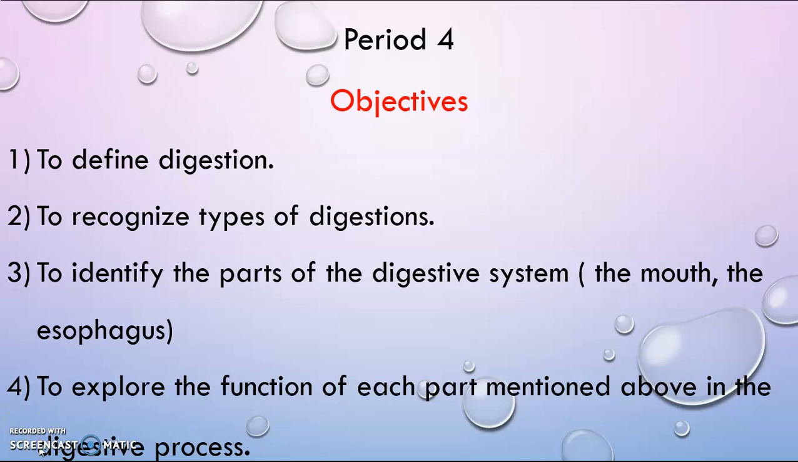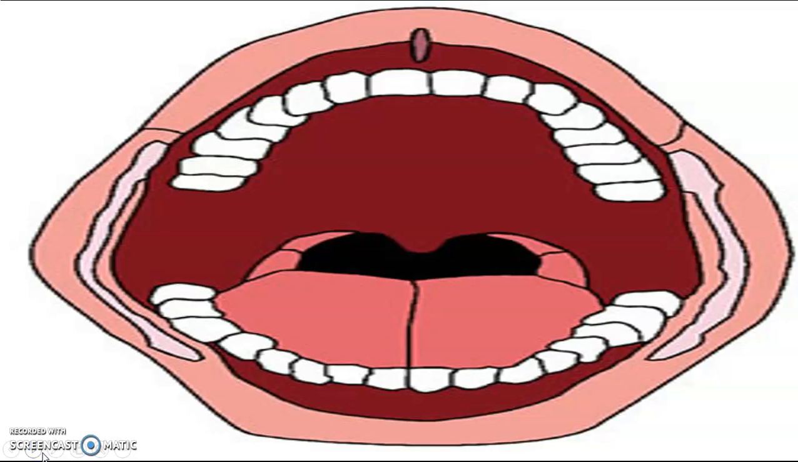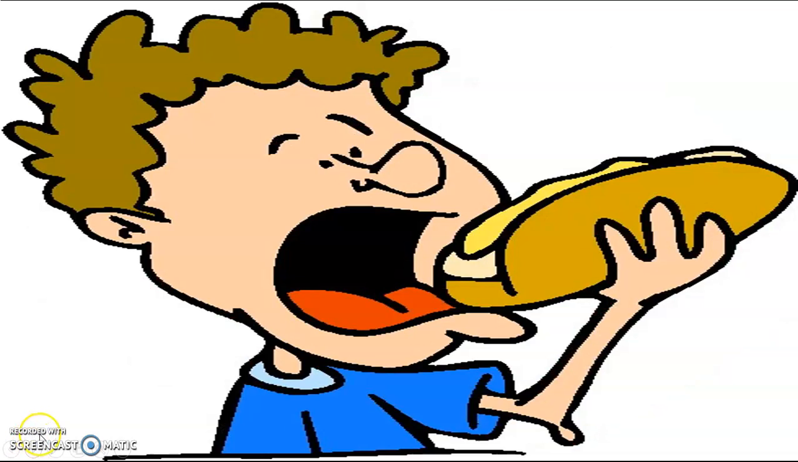To learn the types of digestion, first of all, mechanical digestion or physical digestion. This means, when you remember the activity, when we took the toast and we tore it by our hand, we call it mechanical digestion, to break down or to cut things from big sizes and make them smaller sizes. This type starts at your mouth. When you just start eating, your teeth are going to break down things into smaller pieces.